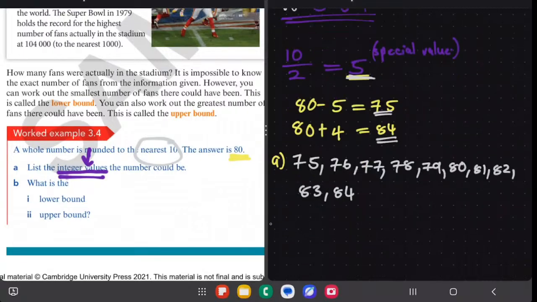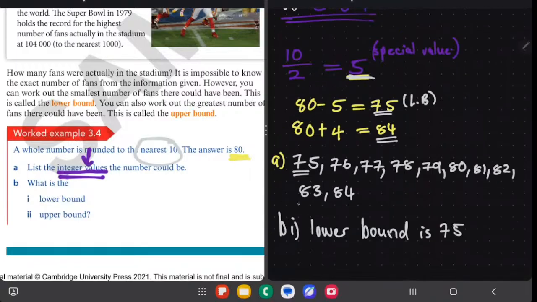Good. Now, if they ask you part B, what is the lower bound? The lower bound means the smallest answer that you had on your number line, on your list. This number, this 75, is the smallest number, the one you get when you subtract. So our lower bound is 75. Then they ask you, what is the upper bound? The upper bound is the largest value, which you got by adding here, is 84.